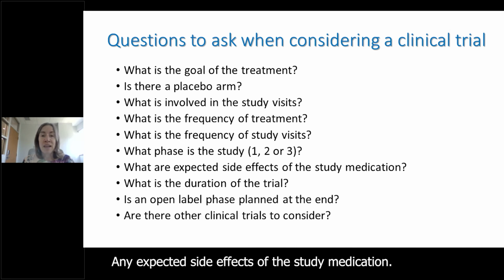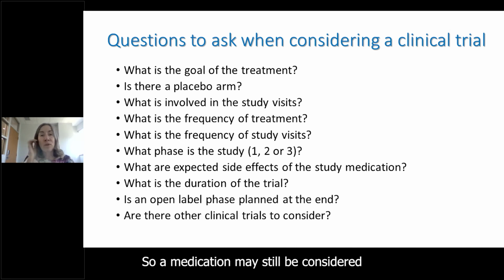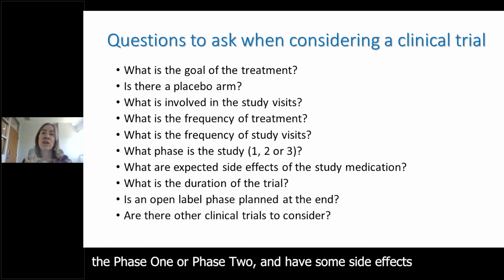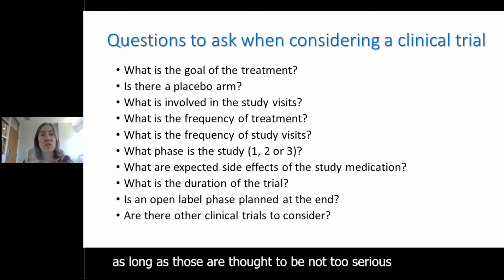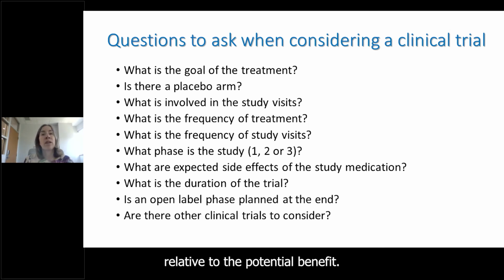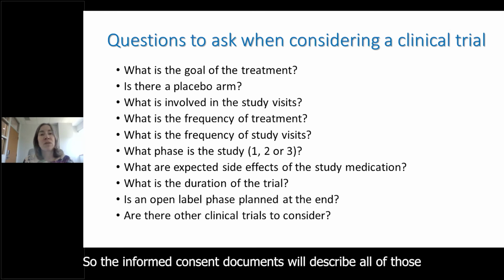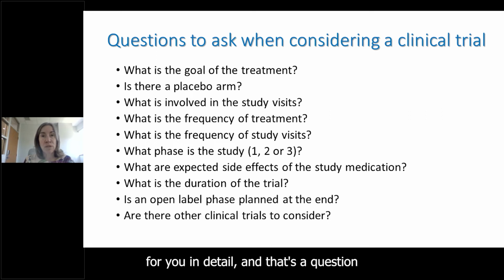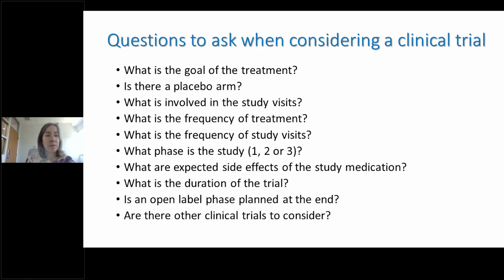Any expected side effects of the study medication. A medication may still be considered safe coming out of the preclinical studies, the phase 1 or phase 2, and have some side effects, as long as those are thought to be not too serious relative to the potential benefit. So the informed consent documents will describe all of those for you in detail, and that's a question you can also ask the investigators.